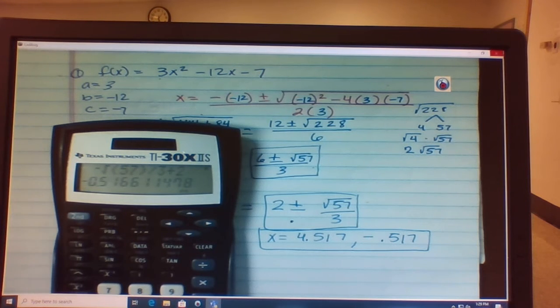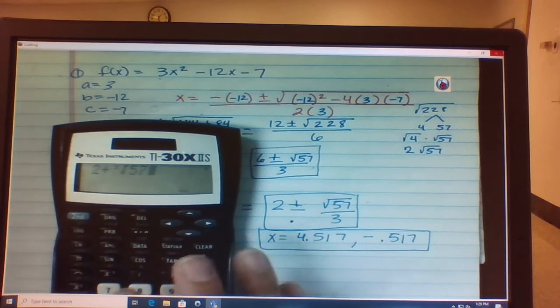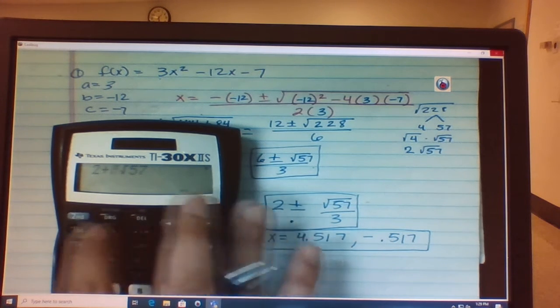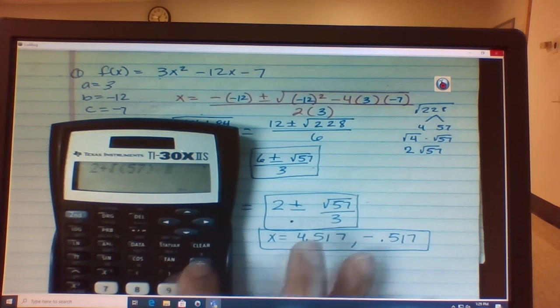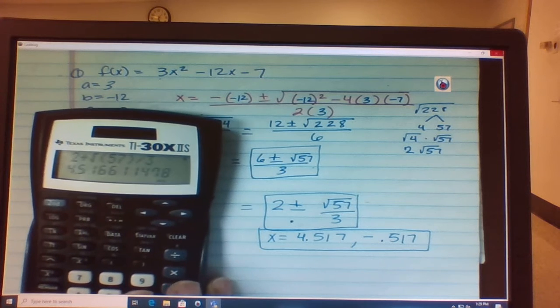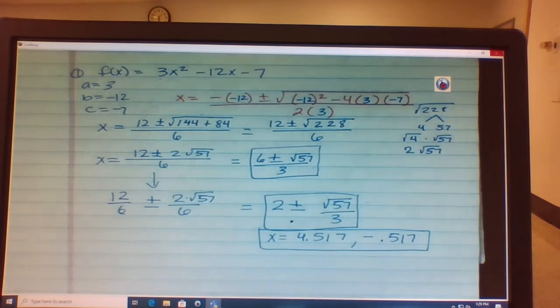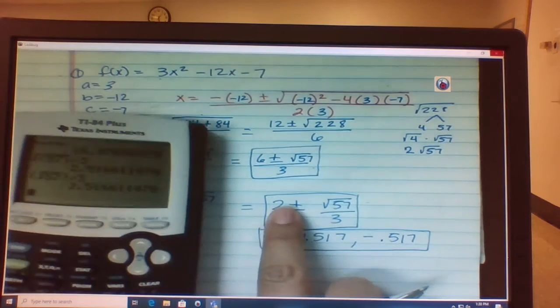Now, if you have the graphing calculator, you could just do 2 plus the square root, and maybe you could still do it in this one. I just wasn't too sure. Square root of 57 divided by 3. I think it might still give you the answer. Yeah, it does. So depending on what it says, decimal or fraction, you need to be able to use this. Okay, but don't forget to add this too.